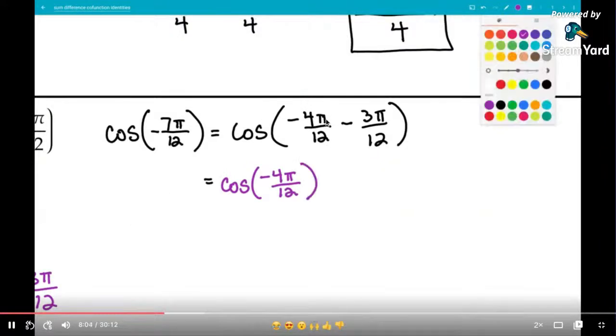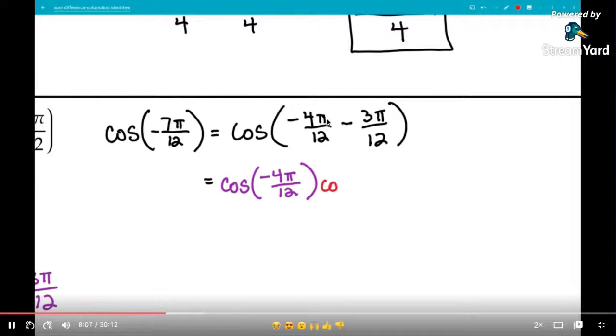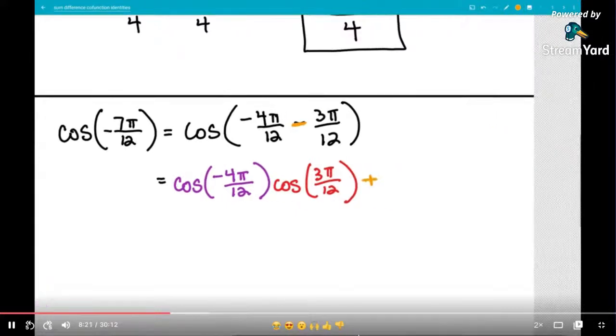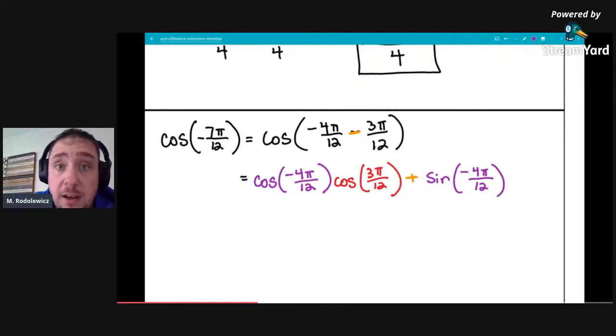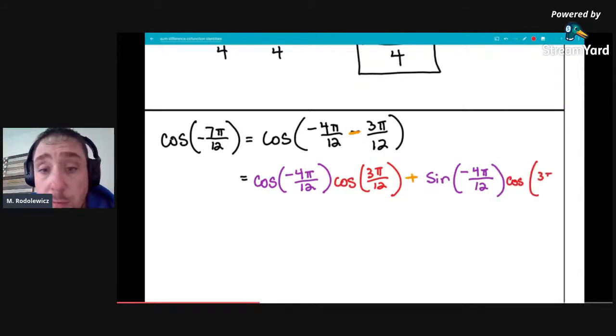So there's my A. My B, pay attention, right? Since my two angles are separated by subtraction, I'm just writing 3 pi over 12 here. Again, re-emphasizing the point that since my two angles are separated by subtraction, in the cosine identity, I need to separate those two terms with a plus sign.